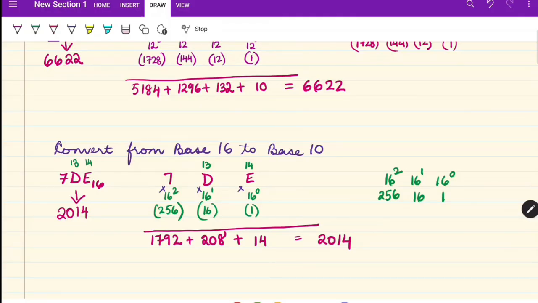All right. So this is how we are going to work with bases greater than 10, whether it's duodecimal or whether it's hexadecimal. All right, next we are going to do some conversions the other way around. That means convert a decimal value to base 12 or base 16.